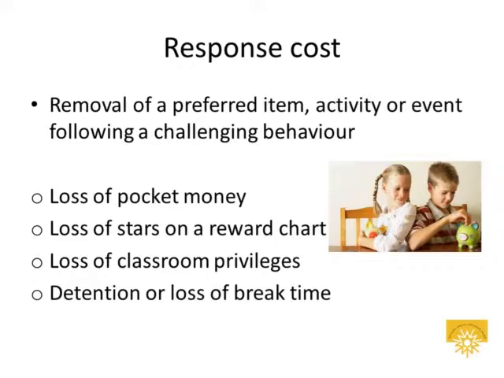It might be loss of pocket money, it might be loss of a star on a reward chart, it might be loss of classroom privileges, it might be detention or loss of break time. Now, in implementing a response cost, you want to make sure that the behaviour itself functions for tangible items. Removing pocket money or removing a reward chart or removing a privilege is not going to have any kind of impact on the child if that privilege or reward chart wasn't motivating in the first place.